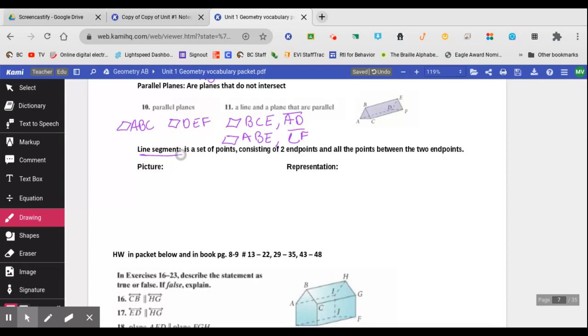Line segment. A line segment has 2 endpoints and all points in between. So this would be line segment AB, which does not have the arrows on it.